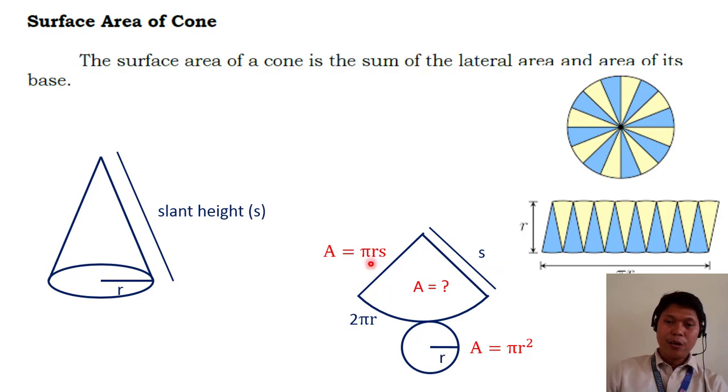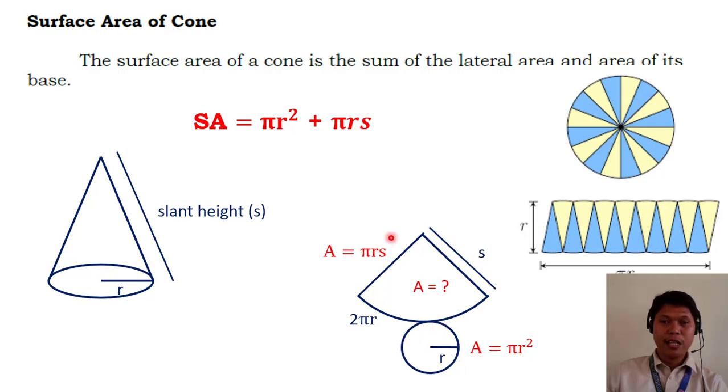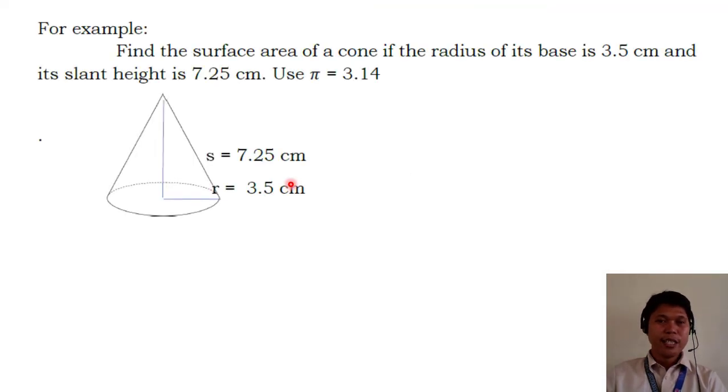So we have now the combined pi r squared, which is the area of this circular base, and pi rs. So this is now our formula in finding the area of the cone. Pi r squared plus pi rs. And we are going to apply it. So this slant height is 7.25 centimeters. Take note, it is not the height of the cone, it is the slant height. And the radius is 3.5.